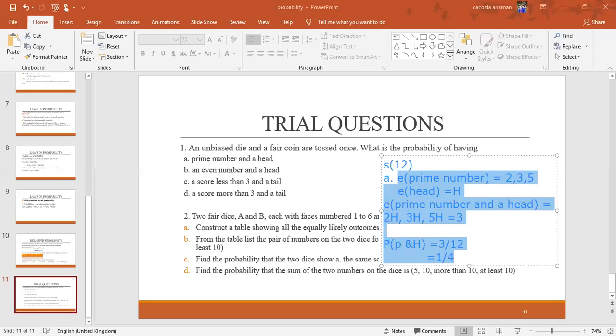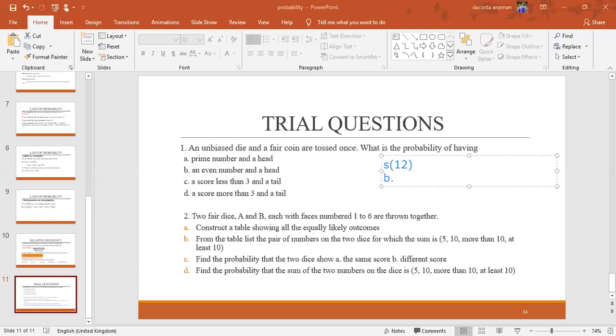Now for the second one, which is B, we want an even number and a head. We are using the same format. The even numbers here will be 2, 4, and 6. Then we will be attaching head to it. So 2 head, 4 head, and 6 head. As you can see, it's 3/12, and when you simplify it, you'll be getting 1/4. So it's the same thing as the first one. C says a score less than 3 and a tail.